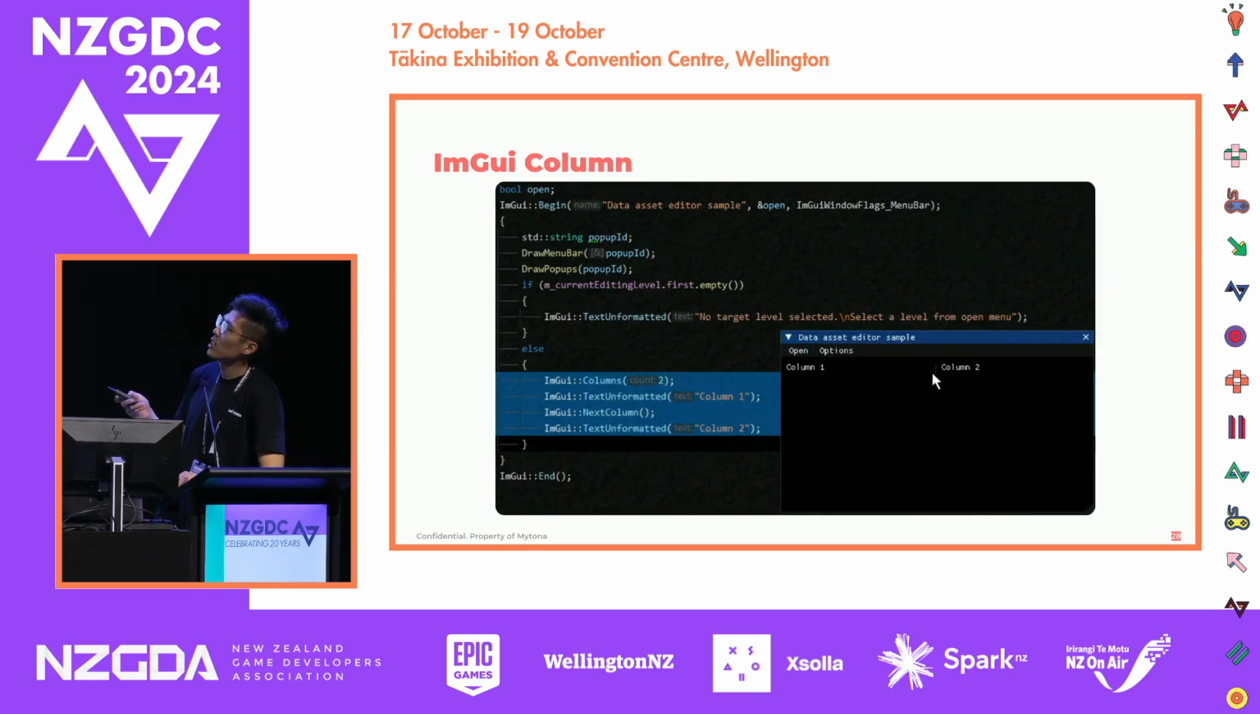Next step, we're gonna separate the window into two using columns. So ImGui columns and the number of columns you want. Here I want 2. Define your column content, just a text here. Next column, another text here. And you can resize them, which is pretty handy.